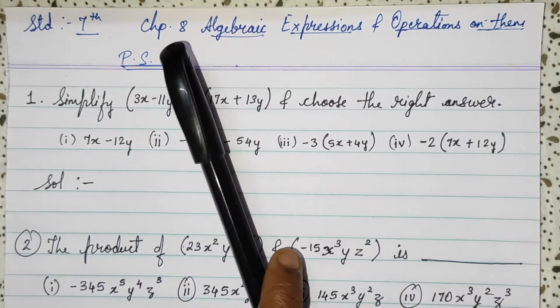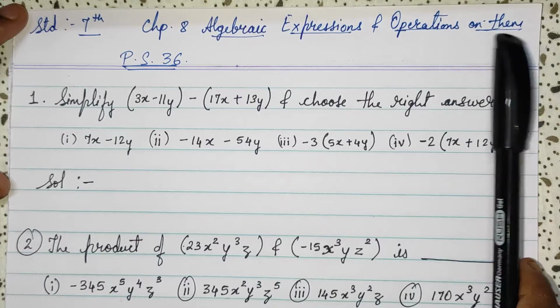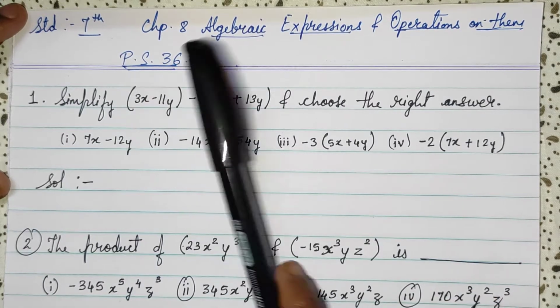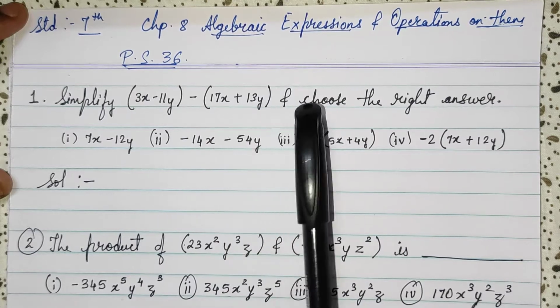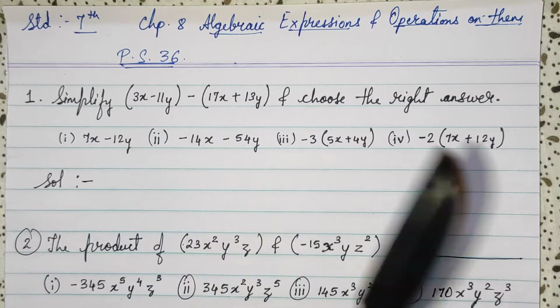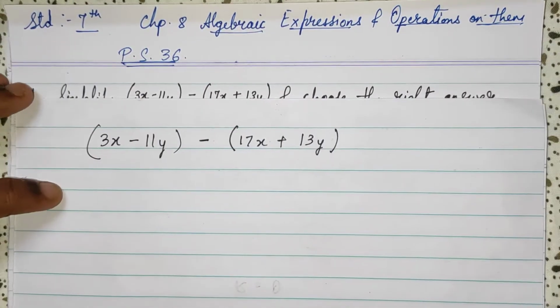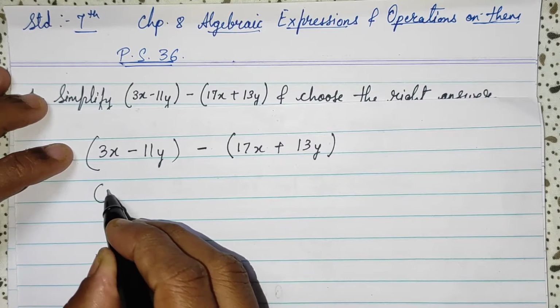Standard 7th, Chapter 8, Algebraic Expression and Operation on them. Practice set 36. Simplify this term minus this term and choose the right answer. So let's simplify this. See, you have to open all the brackets.